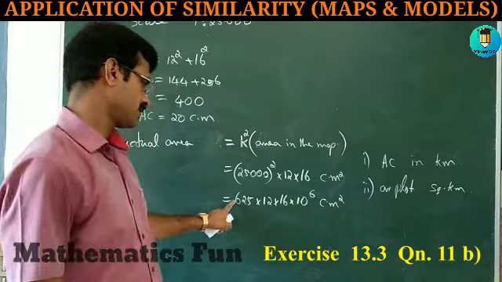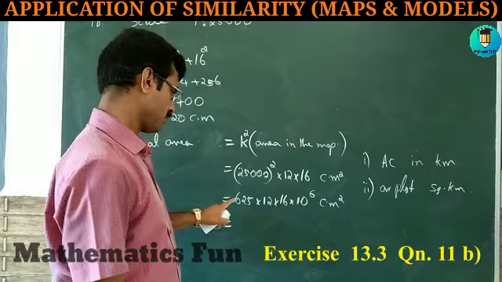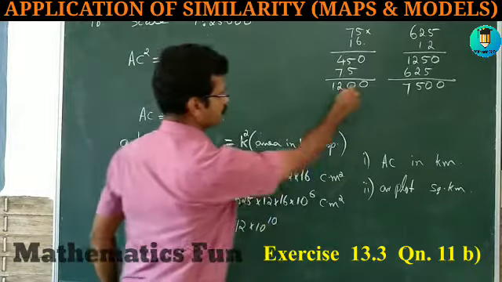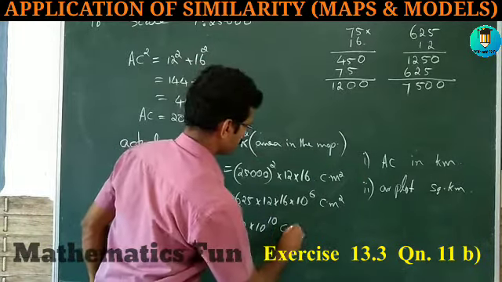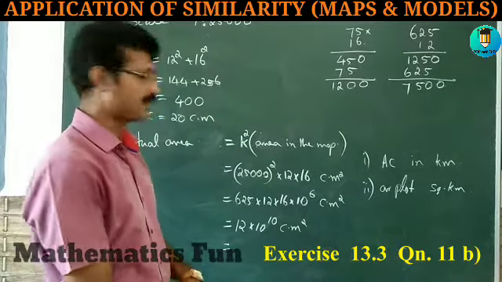Let's simplify it. This is 625. And to multiply it, 10, I can write 2 plus 2, 4. Okay, this much centimeter square. Now I have to convert into square kilometer.